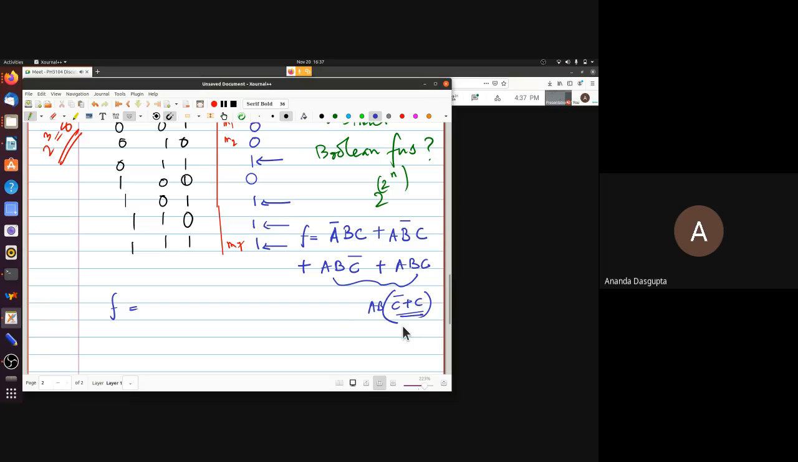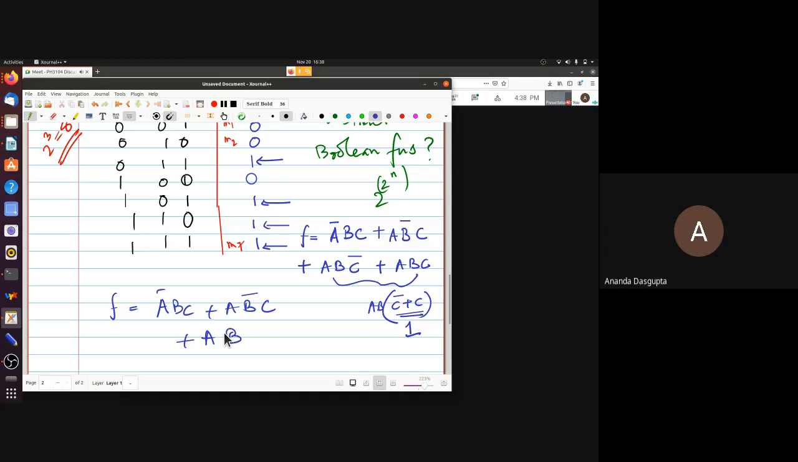And C bar plus C is what? Either C is high or C is low. Of course, that's a statement which is always true, no matter what C is. So this is 1. And AB and 1 is high whenever AB is high, so that's just AB. So one immediate simplification you can see is this. So instead of 4 terms with 3 factors each, you now have 3 terms out of which one is very simple, just AB.